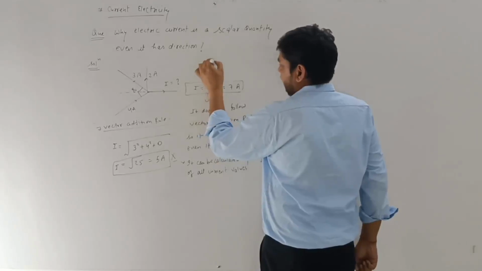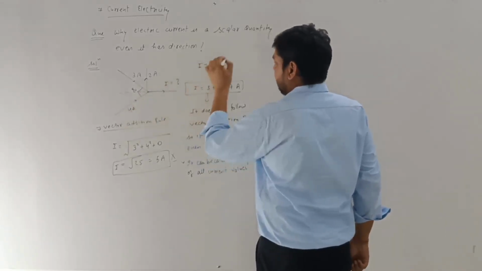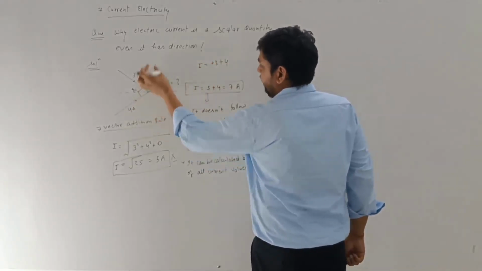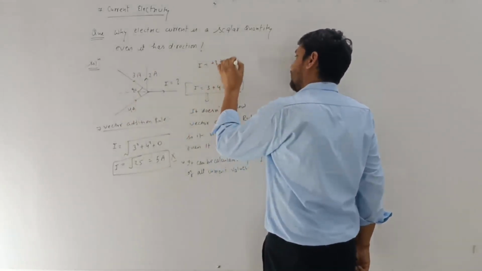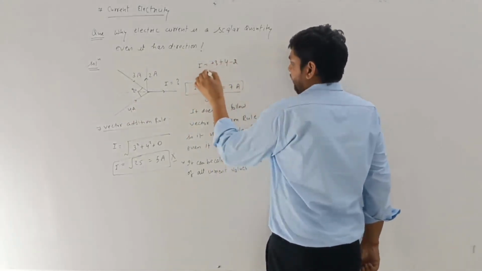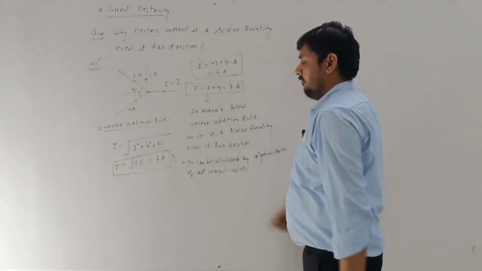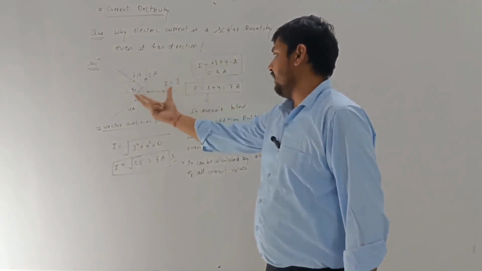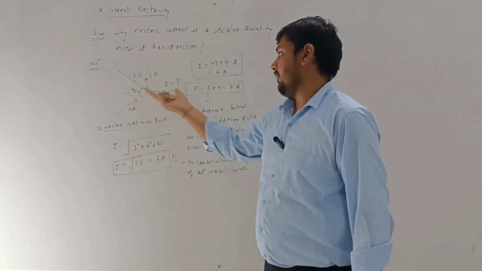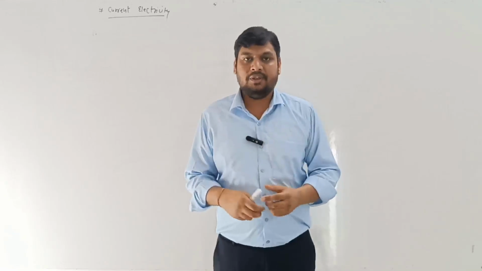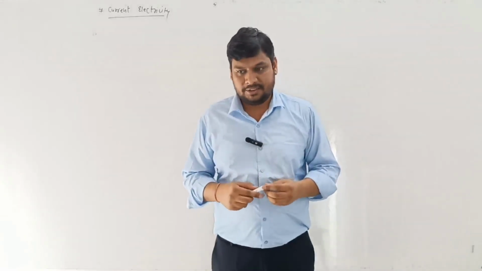Inward direction plus 3, inward direction plus 4, and from here this is the outward direction, so minus 2. Then the value is 7 minus 2, 5 ampere. Means we can calculate directly by the algebraic sum of these current values. Okay. Now we will discuss current density.